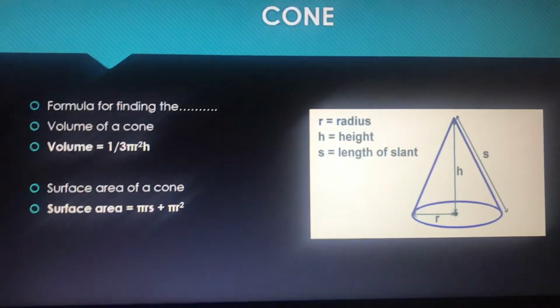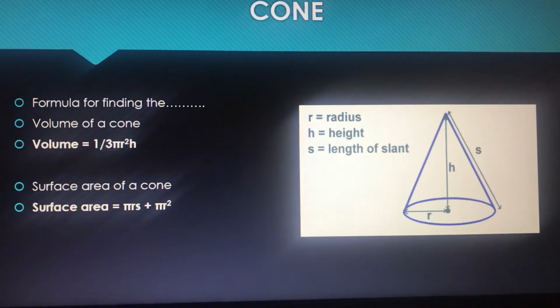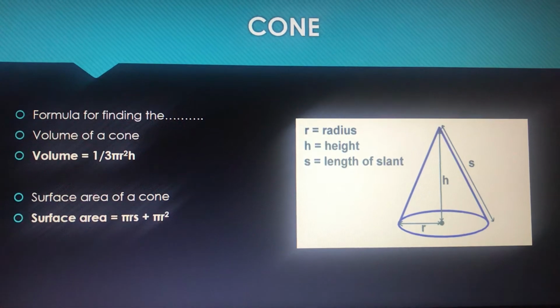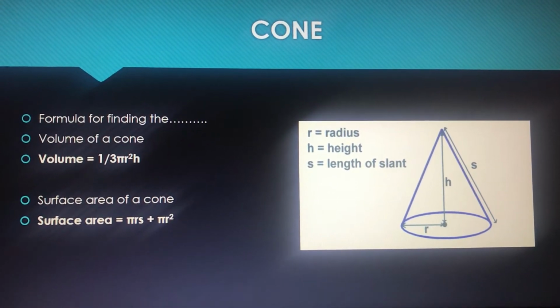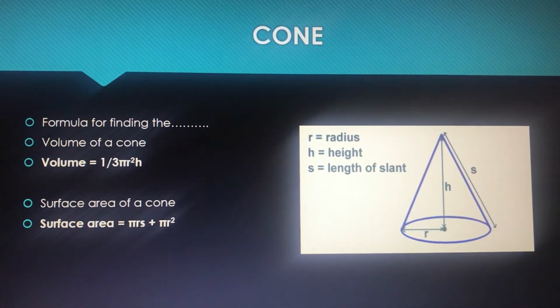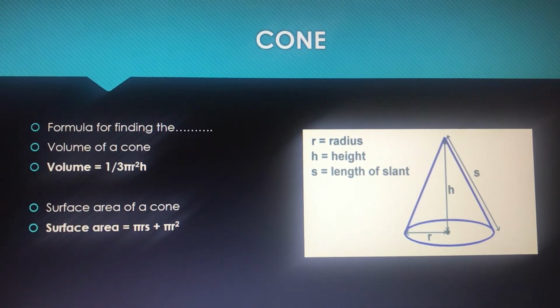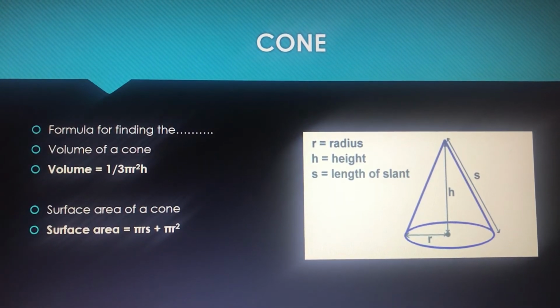Okay, the second figure that we're talking about tonight is going to be a cone. I have the formulas for the volume, which is 1/3 times pi times r squared times h, which is your height. And the surface area is pi times r times s plus pi times r squared.